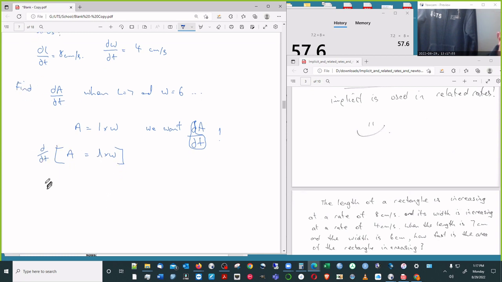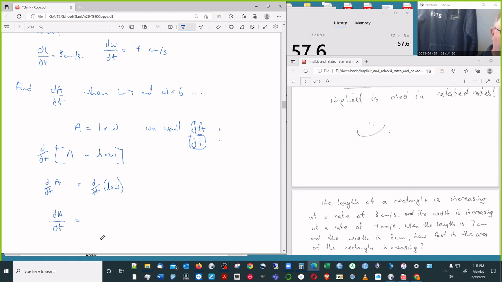So how would you have known that? Well, just through a bit of practice, and let's have a chat about it. So what we want to do is d/dt on the left hand side of A, and we want to do d/dt of L times W. Okay, so this one's going to give us dA/dt. That was good. But we need to now do this.